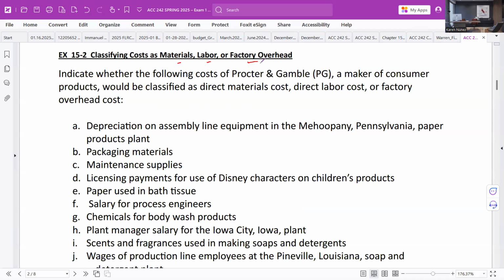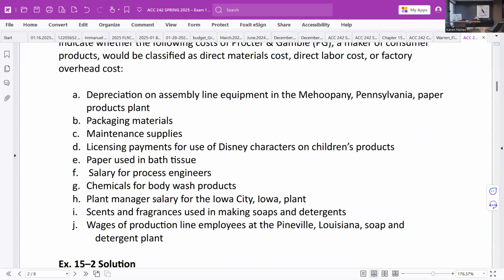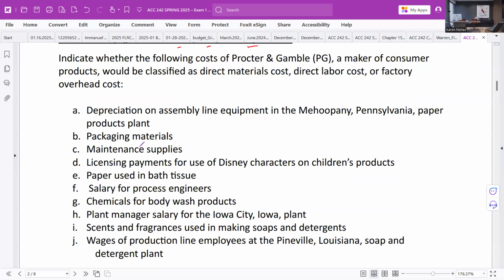In this case, depreciation on the assembly line: depreciation is not materials, it's not labor, it is overhead. I've got the solutions to these down here at the bottom, so you can work through them on your own as well. The packaging materials, those are the materials that are traceable to the product. That's going to be direct materials. The maintenance supplies, well, maintenance is not direct materials. It's not direct labor. It's that miscellaneous stuff. That's overhead. And then D, the licensing payments for use of Disney characters on the children's products. You can't trace that to your product.